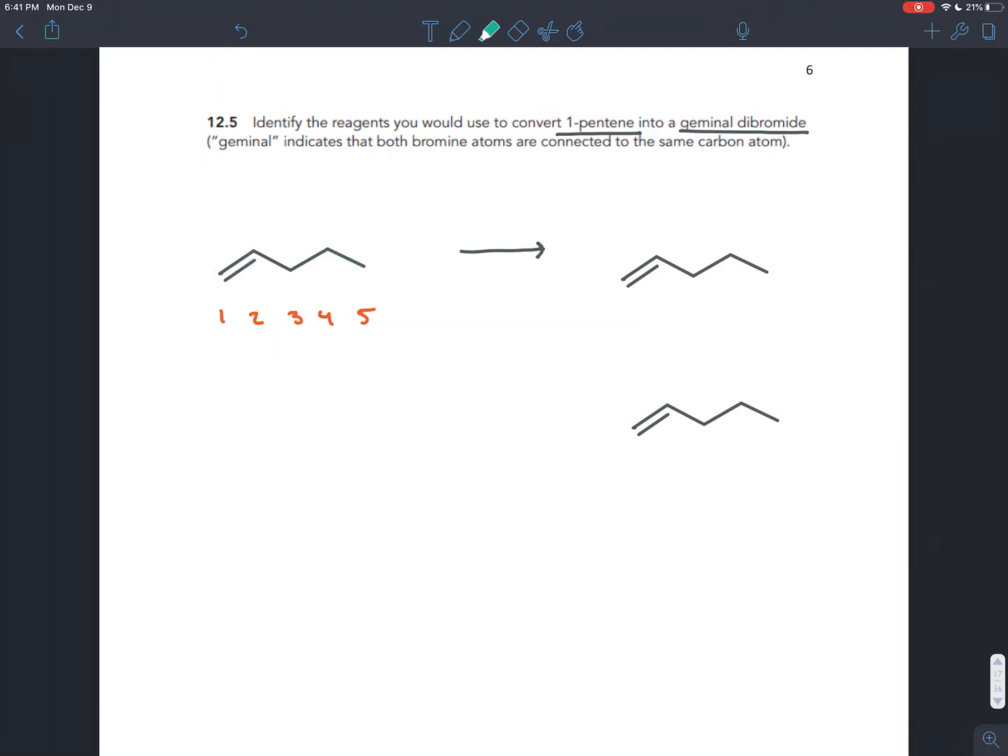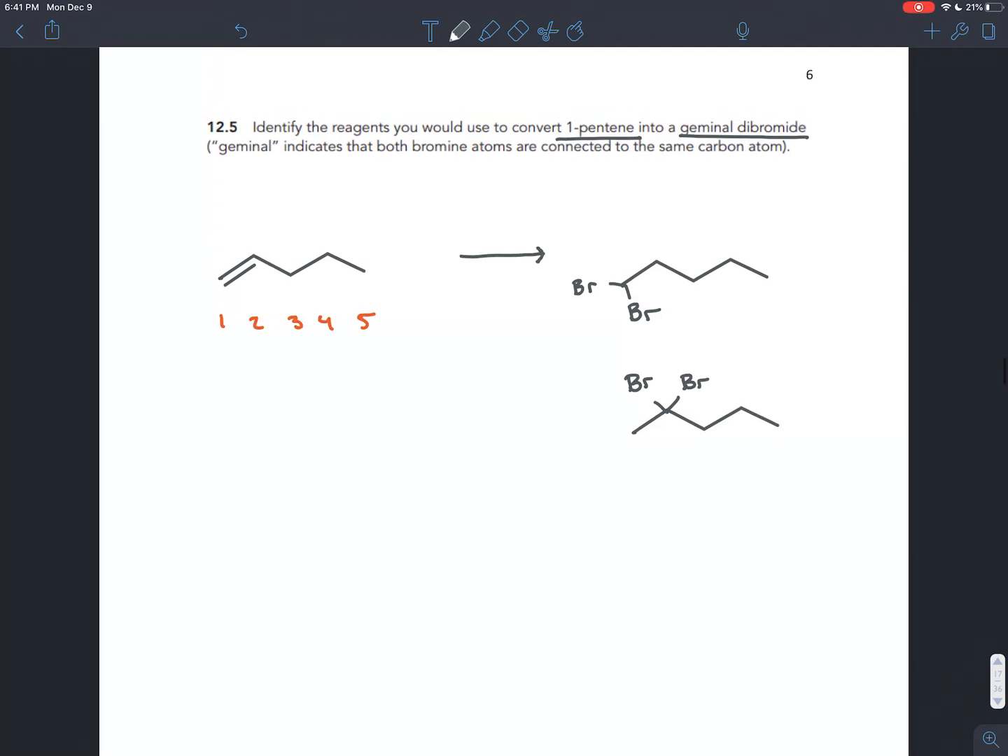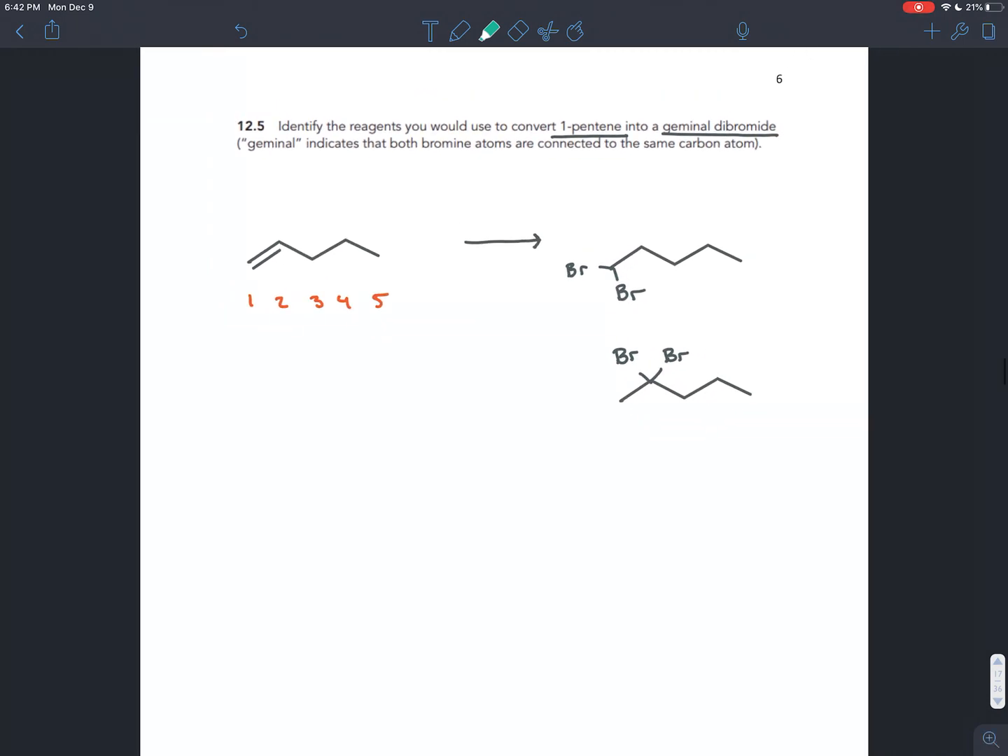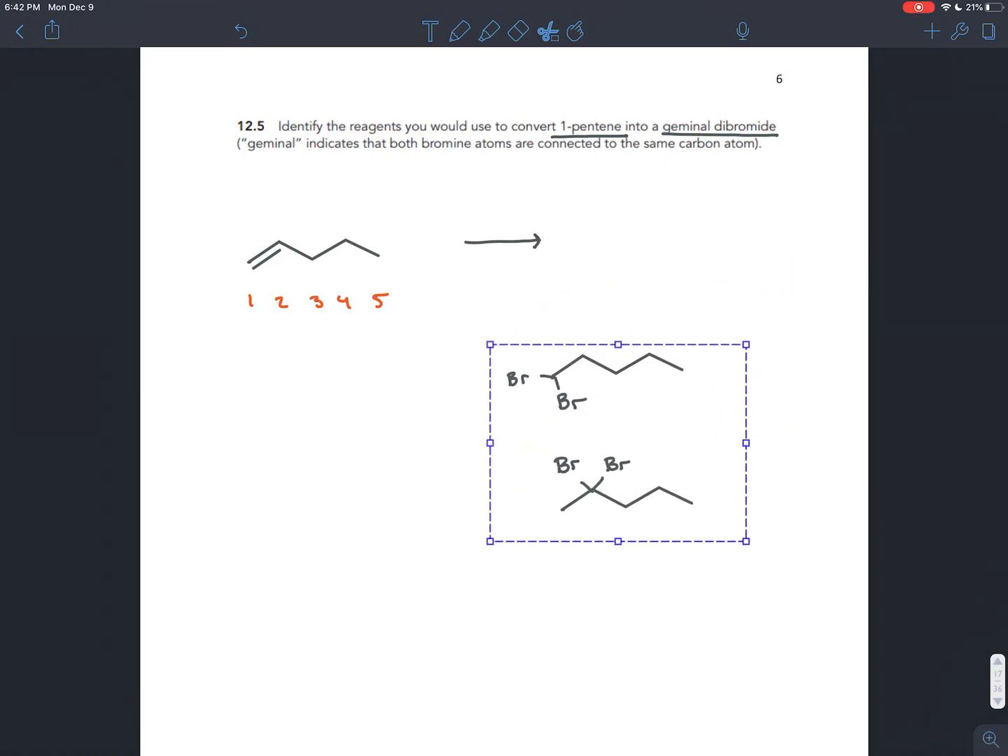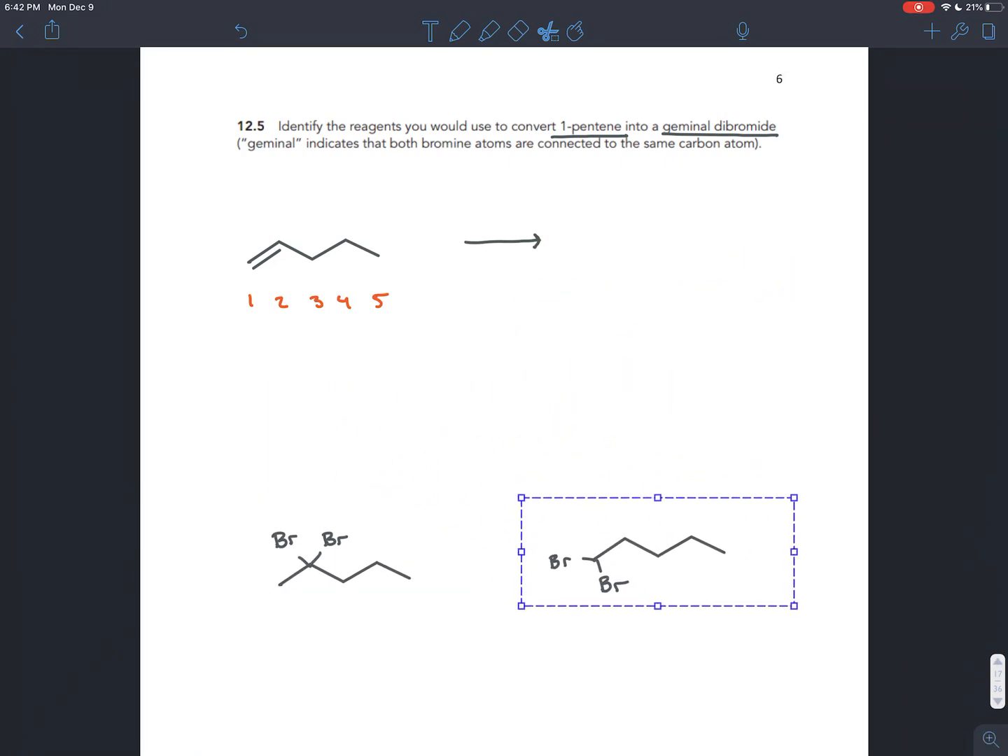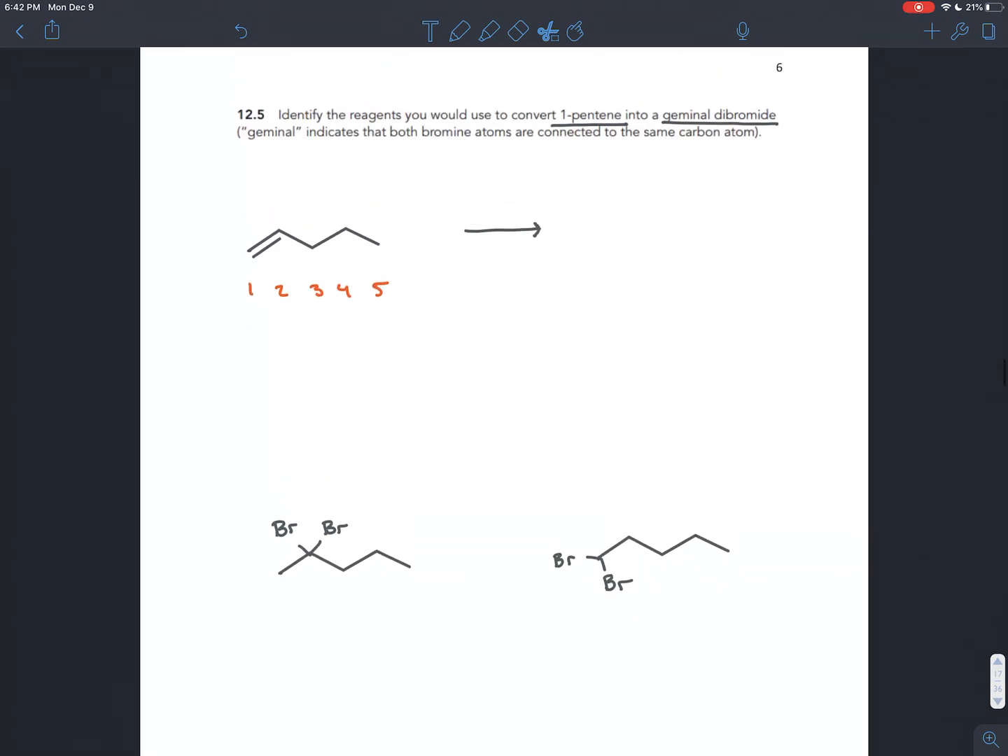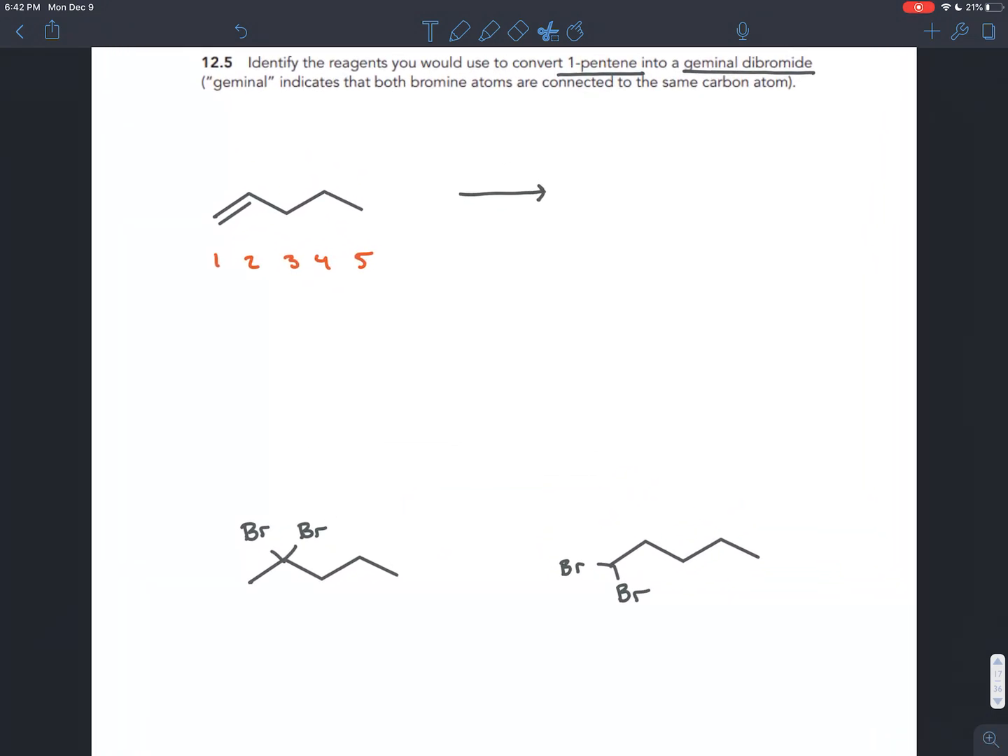So if we keep the bromines on one of these 2 carbons, we could either have the 2 bromines on the end, or the 2 bromines on the carbon in the double bond in the middle. So on one of these 2 carbons. And the fact that the bromines are on the same carbon is what makes these geminal dibromides. Okay, well, let's try to get both of these just for practice. Let's see if we can make both of them from 1-pentene. Technically, to answer this, you would just need one of them.